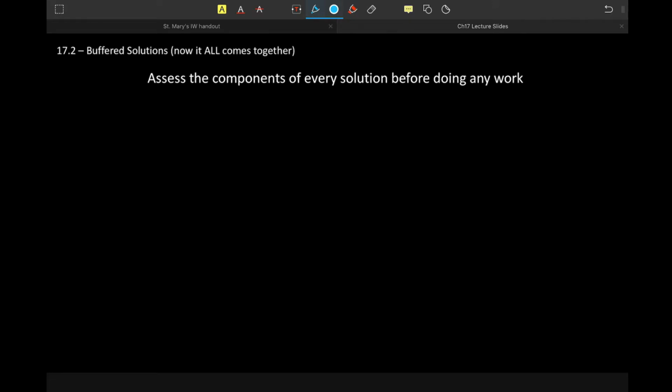Hello AP Chemistry and welcome to 17.2 Buffered Solutions. I feel like in this unit I have said it a lot, but this is the section where it all comes together. And I do mean all, in that everything we talked about in 16, the concept of is it a strong acid, weak acid, strong base, weak base, the salts, all of that comes together here. So if any of those tidbits are fuzzy, go back and review that stuff from chapter 16.